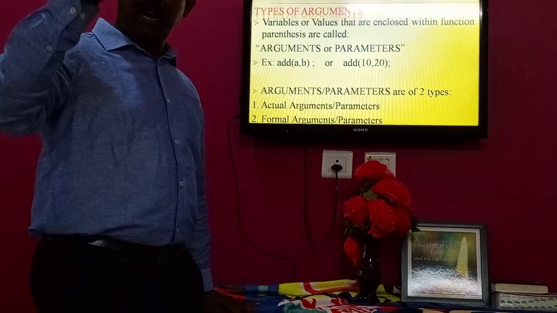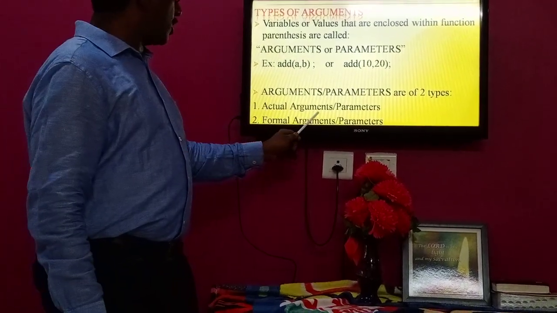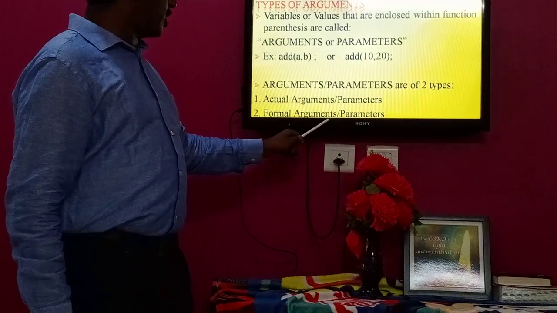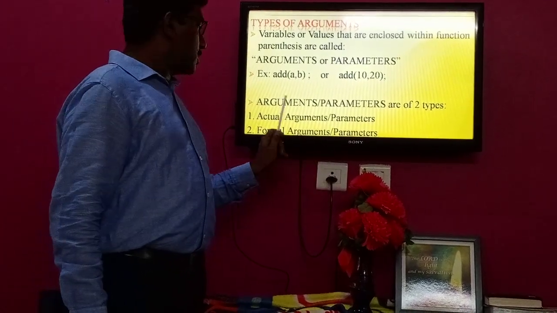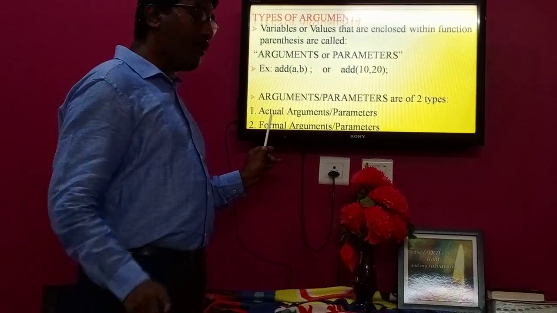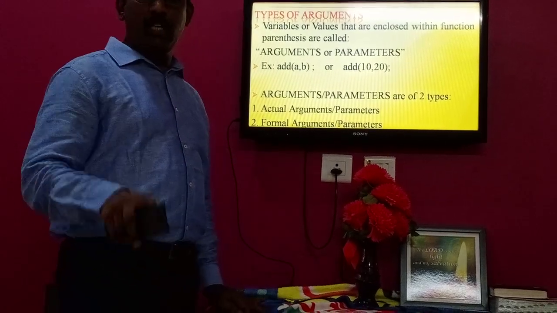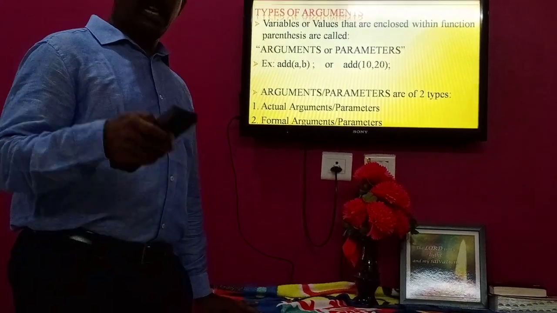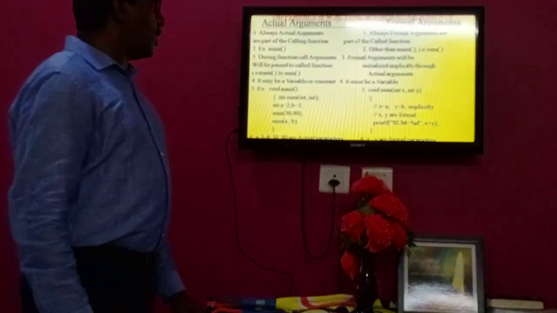These arguments or parameters are of two types. First one is actual arguments, another one is formal arguments, also called actual parameters and formal parameters. In the case of functions, without having an idea of actual arguments and formal arguments, it's very difficult to understand the concept. In the next slide, I will try to explain what is actual and what is formal.